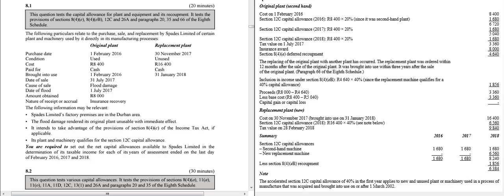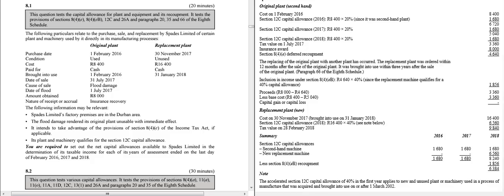Then they also give you some other information, being that Spades Limited factory premises are in the Durban area. The flood damage rendered its original plant unusable with immediate effect. It intends to take advantage of the provision of Section 84E of the Income Tax Act, if applicable, and its plant and machinery qualifies for the Section 12C capital allowance. And what are you required to do? You are required to set out the new capital allowance available to Spades Limited in the determination of its taxable income for each of its years of assessment ending on the last day of February in 2016, 17, and 18.